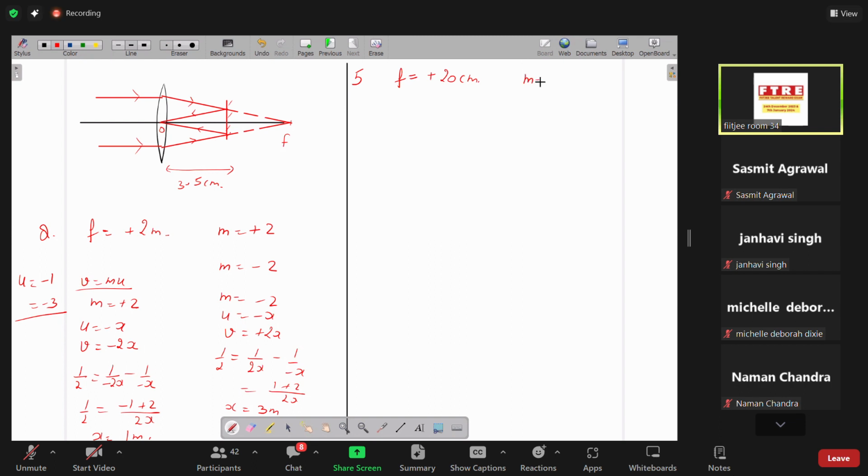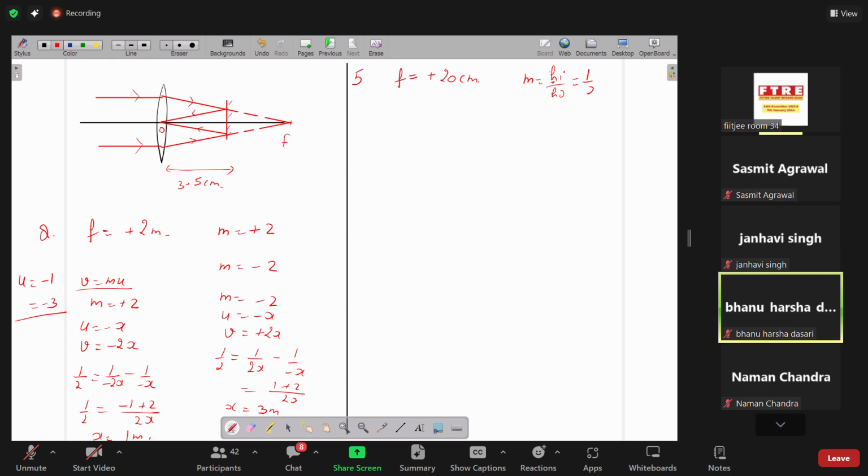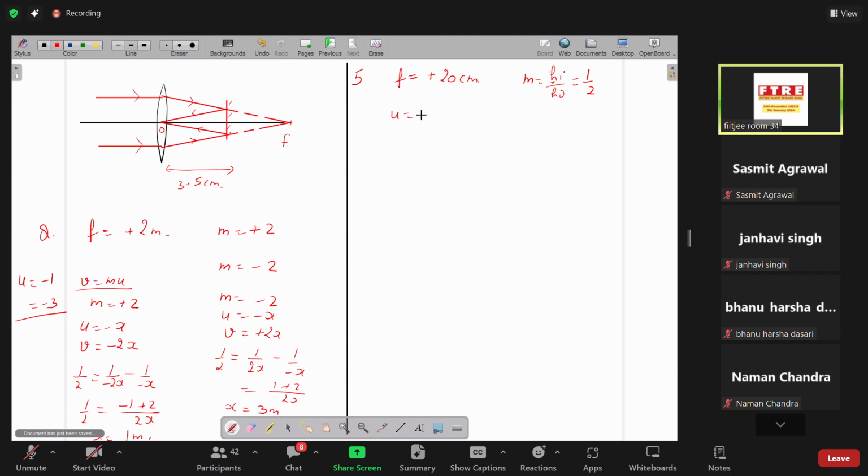That means magnification, which is image height to object height, HI/HO, is 1/2, because the size of the object is twice the size of the image. And for convex mirror, we know that for a real object, the image formed is always erect, so magnification will be +1/2. So if object distance is -x, then using m equals -v/u, we get v equals -mu, that is equal to x/2.